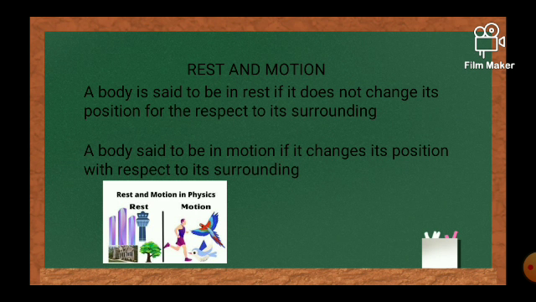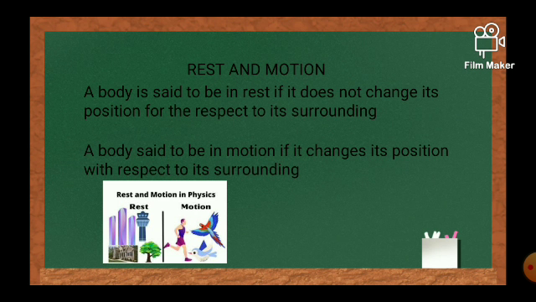Well, come forward to motion. A body is said to be in motion if it changes its position with respect to its surroundings. In the picture you can see a bird flying, a parrot also flying, a man walking. So these are examples of motion. And on the left-hand side you can see a tower, building, tree. These are non-living things. They are at rest.